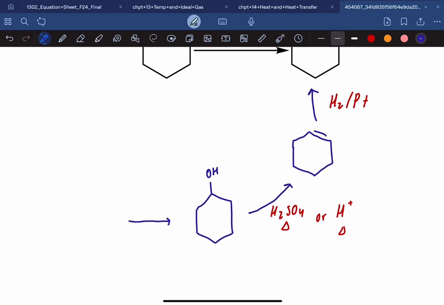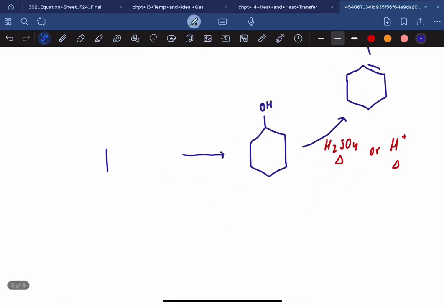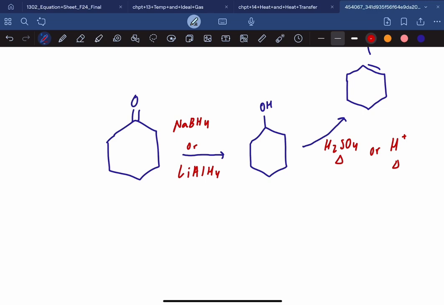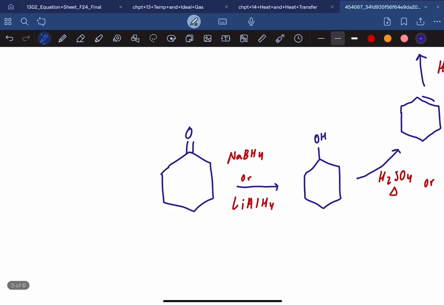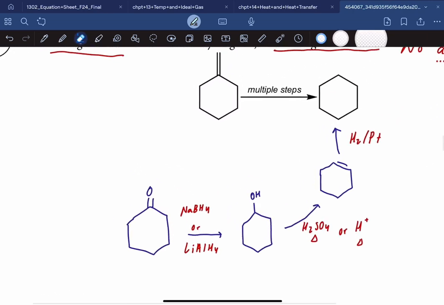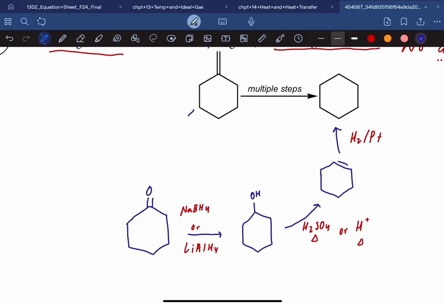Then how do we make an OH? Well, we know we can reduce a C=O, right? There's a few ways we can do this. You know that NaBH4 does this, or alternatively, LiAlH4 does this, right? And this is where things get a little tricky, okay? How can we get a C=O, right, using this?